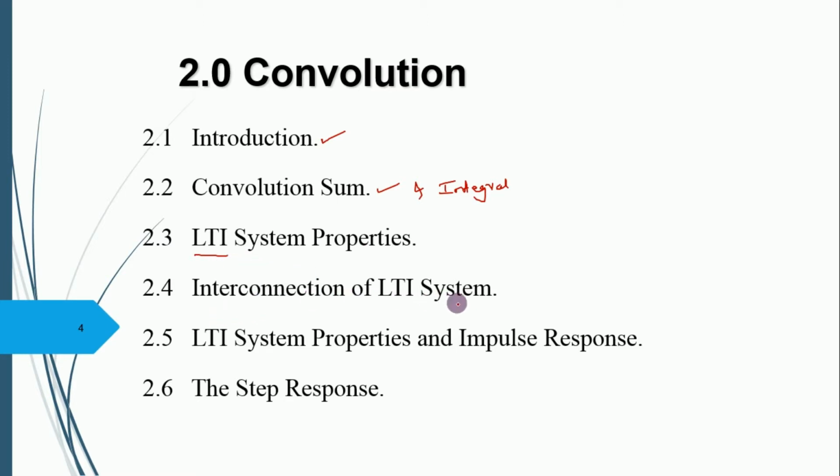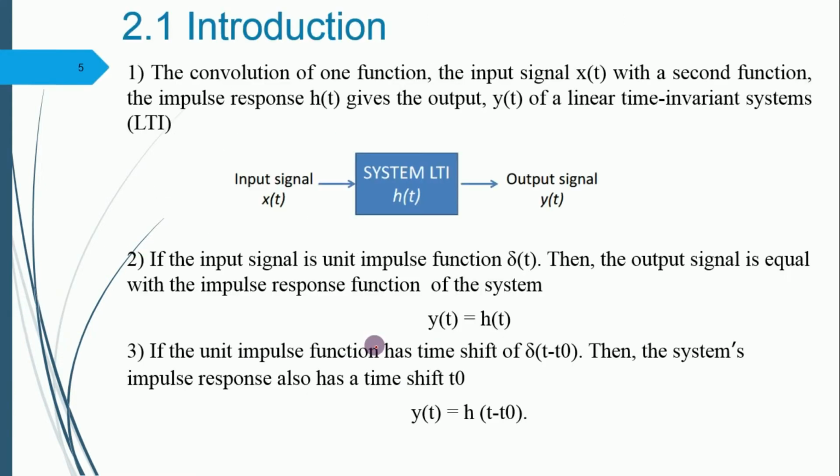Then system interconnections of LTI systems, that's the next topic. Then LTI system properties and impulse response. This is also an important topic. Then the step response. These are the 6 subtopics that we are going to study in convolution. That is the first representation, impulse response. Okay.